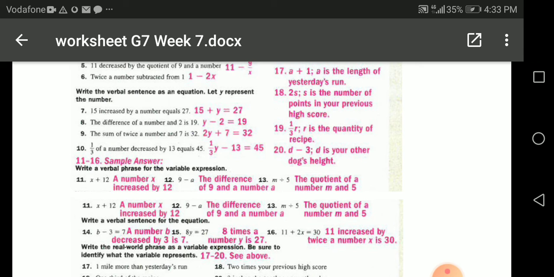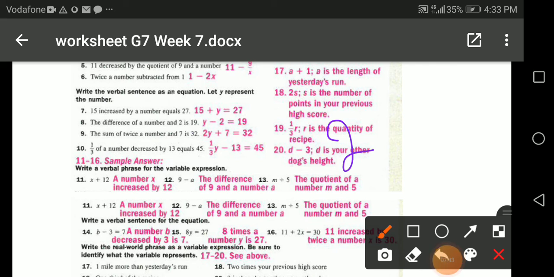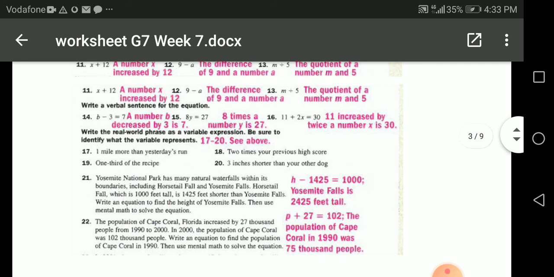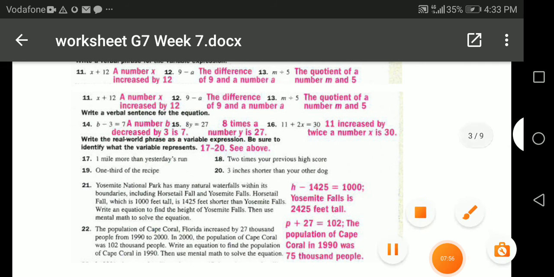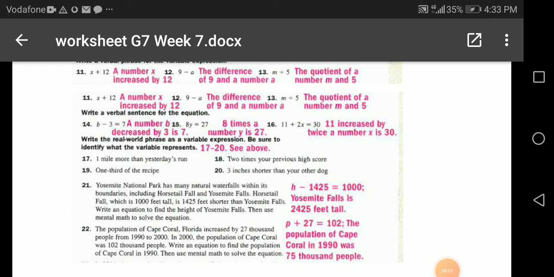What about here? 2 times your previous high score. Let your high score be represented by s, so it will be 2 times s. Okay. 1/3 of the recipe. Do you know the recipe? No. So 1/3 of the recipe.